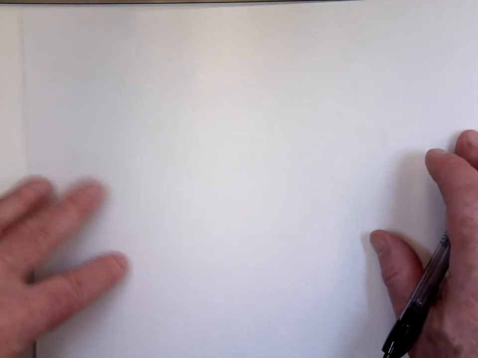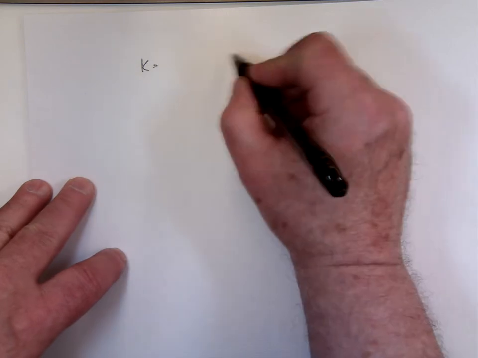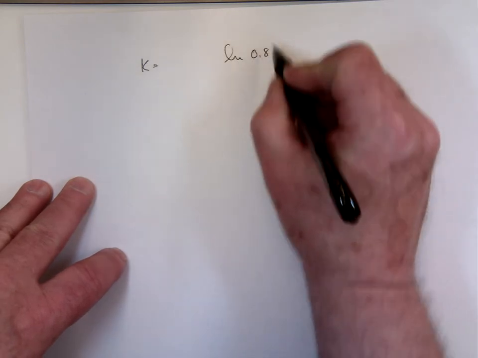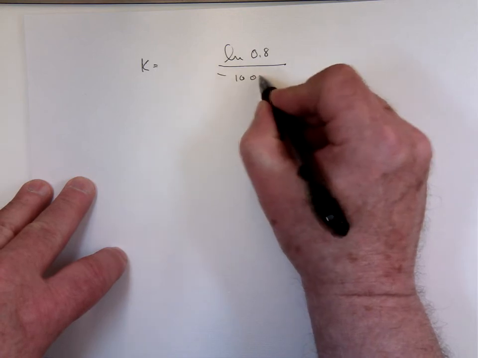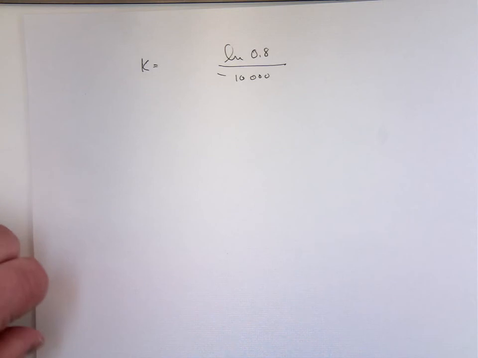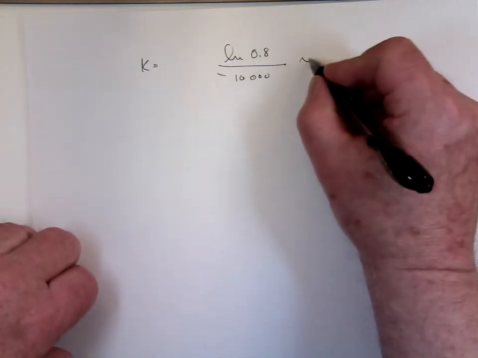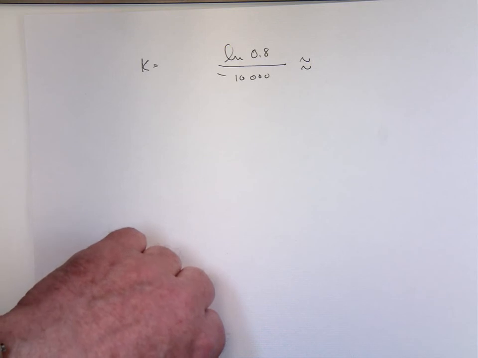The rate of decay, K, is equal to the natural log of 0.8 over negative 10,000. Now, please note, this is going to be a positive number because the natural log of anything less than 1 is negative. So, what do we get for K here? I would counter 2.2 times 10 to the minus 5th. Sounds good to me.